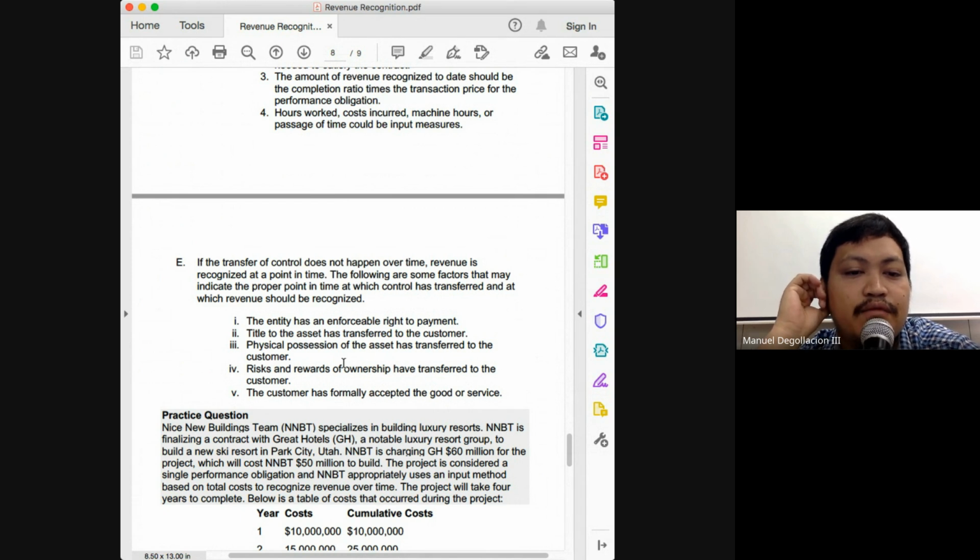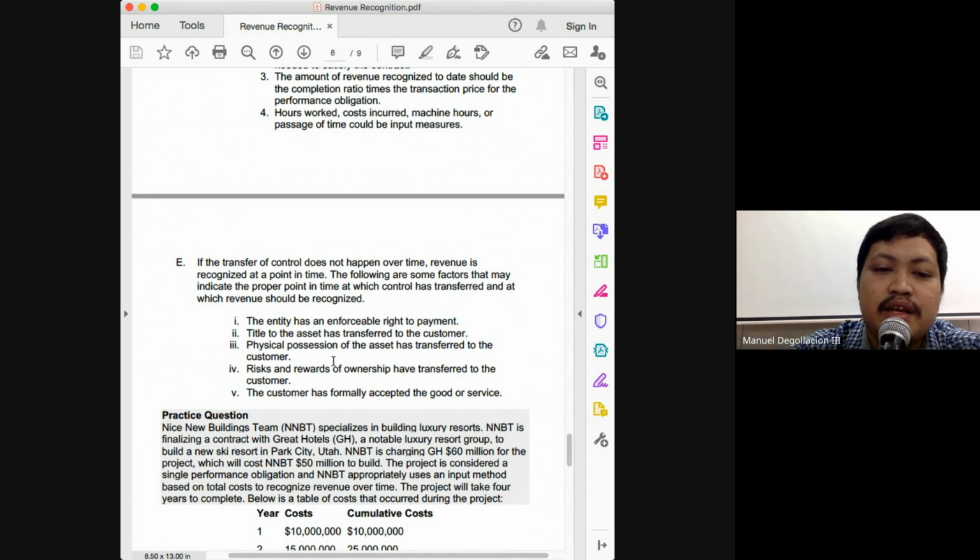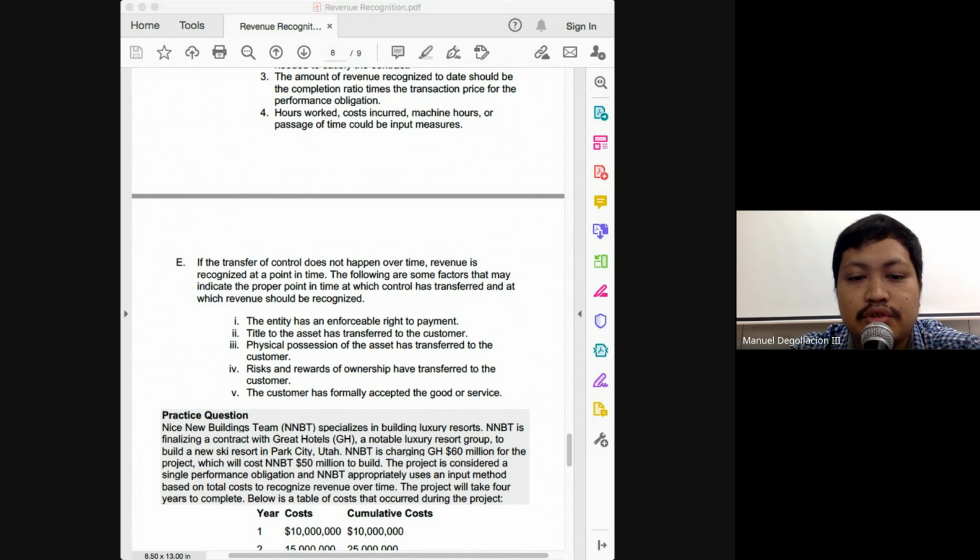If the entity has an enforceable right to payment, that would be an indicator that the revenue will be recognized at a point in time. The title to the asset has already transferred to the customer. Physical possession of the asset has already transferred to the customer. And risk and rewards of ownership have already transferred to the customer. And last, the customer has formally accepted the good or service. At this point, you may already recognize the revenue in full. But again, we will go back to this one as we answer the multiple choice questions. Let's proceed to your practice questions.